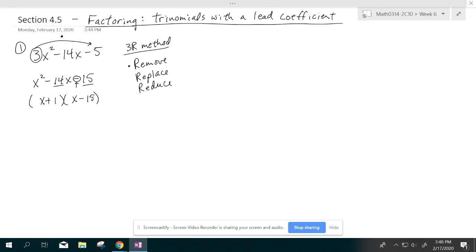And now this is factored, right? But remember, we're doing the 3R method. So now it's time to do the second R. What did I remove? The 3. Now I have to replace it.